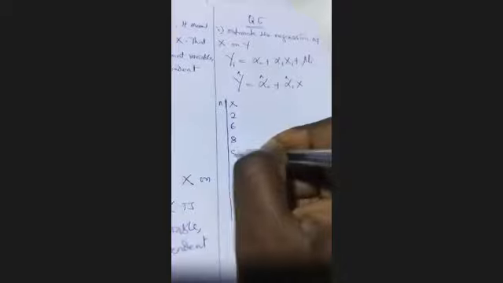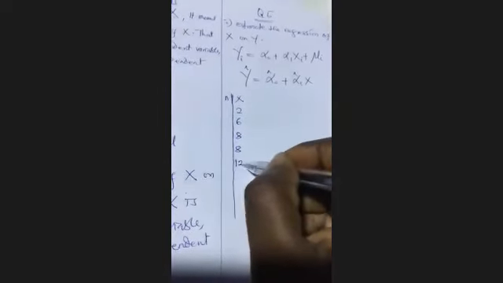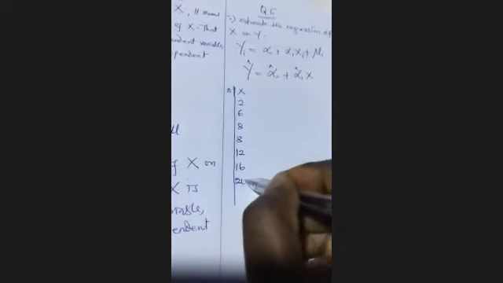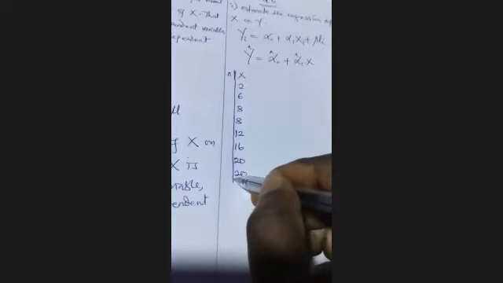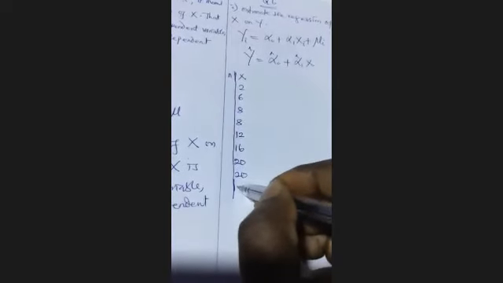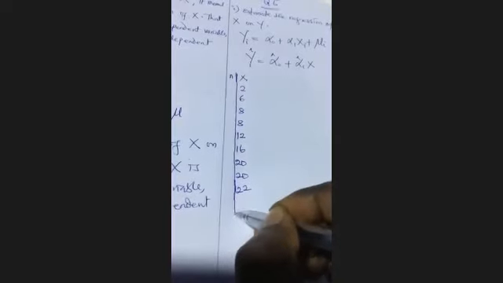So X, we have 2688, 12, 16, 20, 20, 12, 16, 20, 20, 22, 26. So we are done with X.